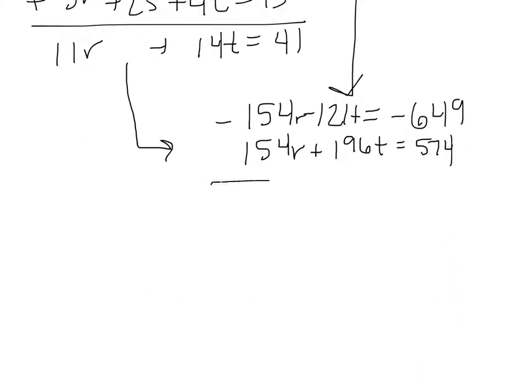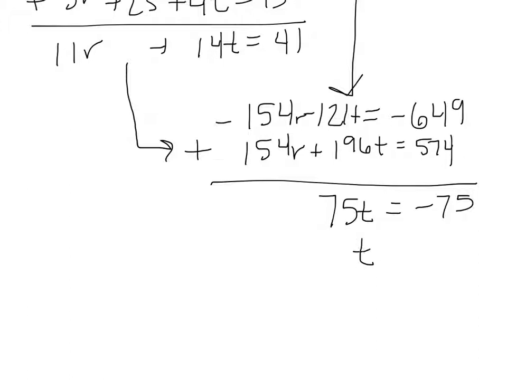Now I'm going to add these two equations together and eliminate my r's. So a negative 121 plus 196 ends up with 75t. A negative 649 plus 574 is a negative 75. I divide both sides by 75 and t equals negative 1.